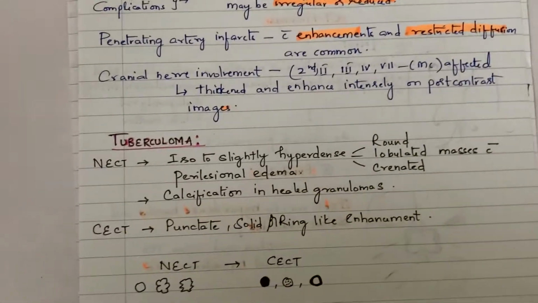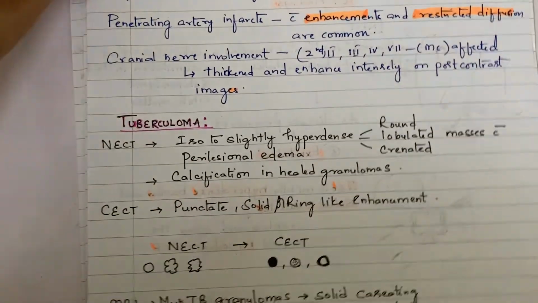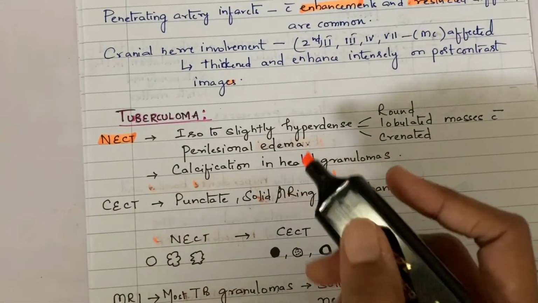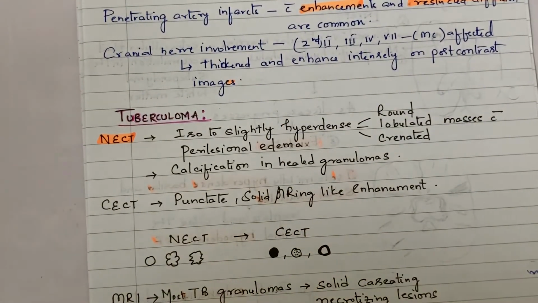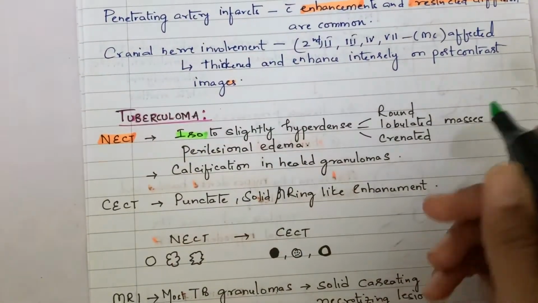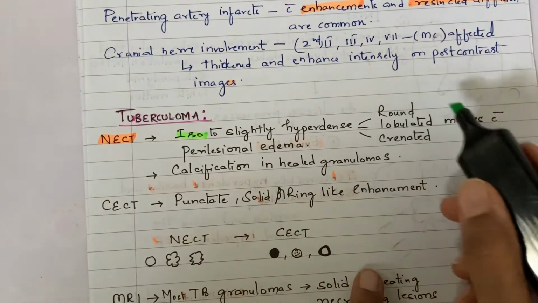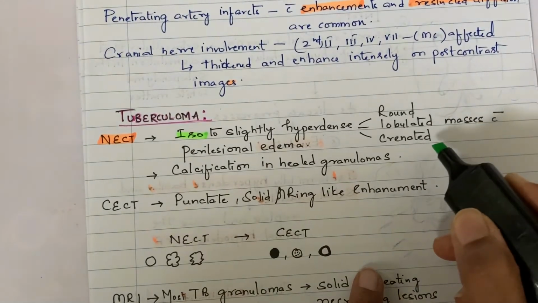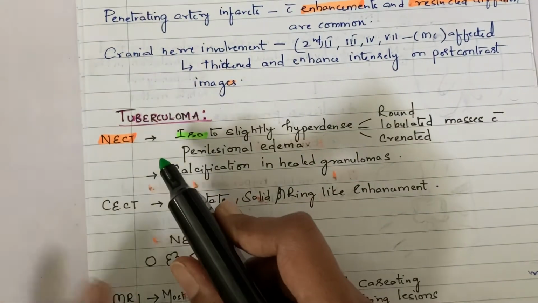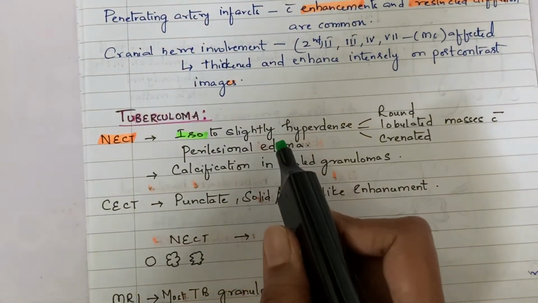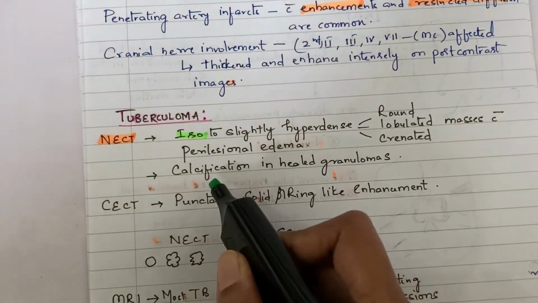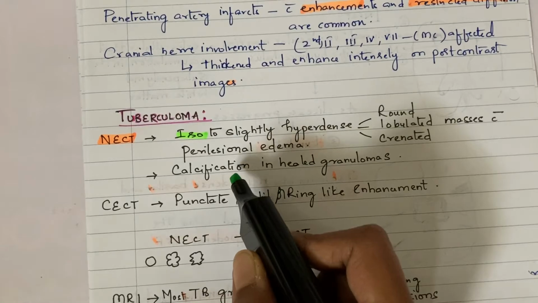Coming to the next manifestation, tuberculomas. How do they present on plain CT? They appear iso to slightly hyperdense. A tuberculoma can be round, lobulated or crenated; there can be any shape. There will be perilesional edema. On plain CT, we will see an isodense or hyperdense lesion with surrounding edema. If there is a healed granuloma, there will be calcification.